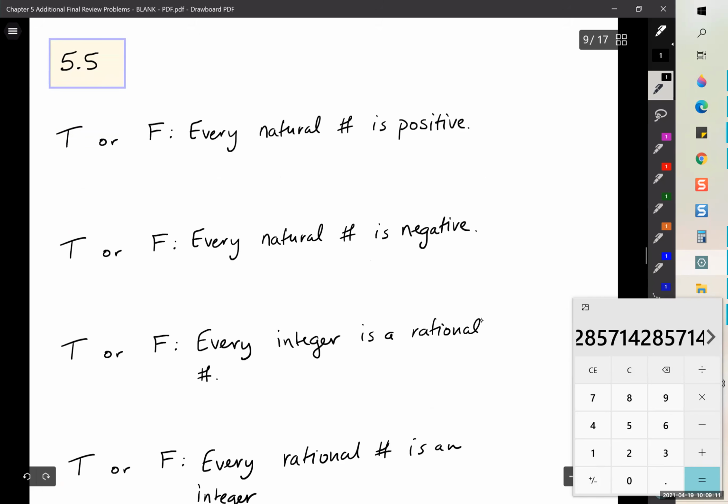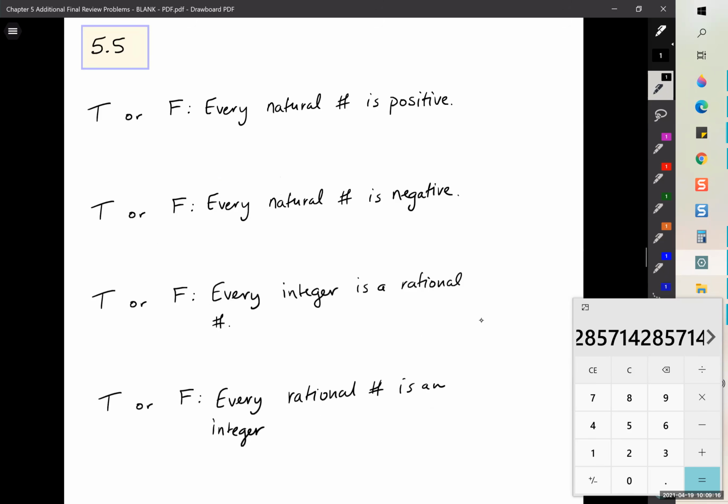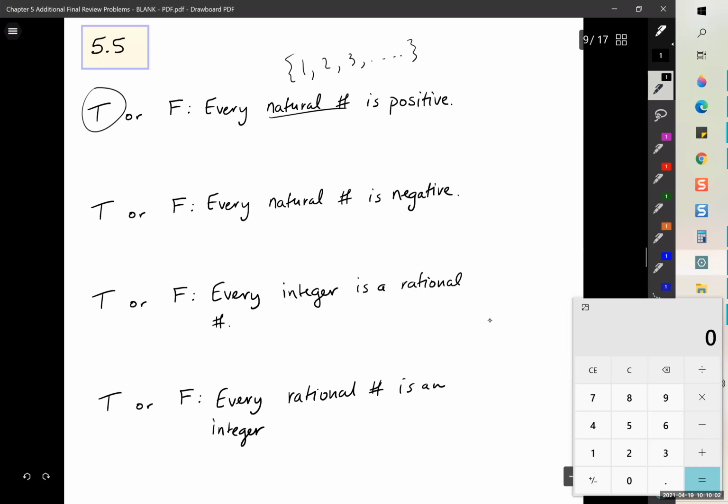Now we're in section 5.5. Everybody take a moment to think about these true and false statements. Okay, so every natural number is positive. We know that's true because the natural numbers start at 1 and continue outward, so that's a true statement. Every natural number is negative is false, they're all positive.